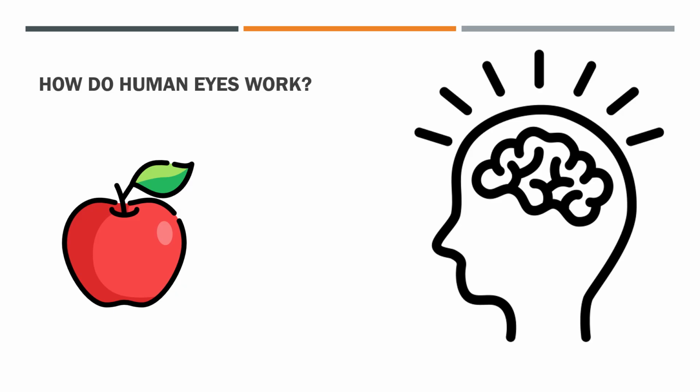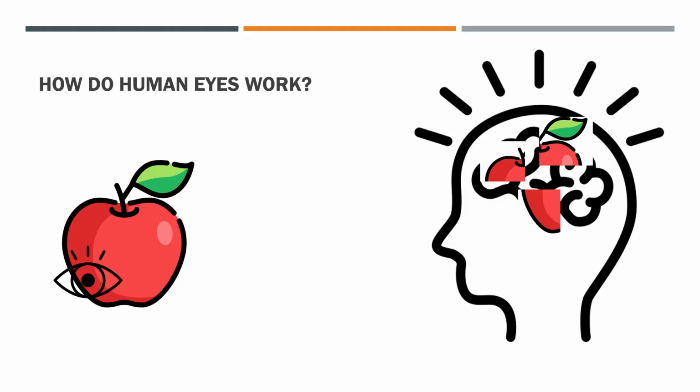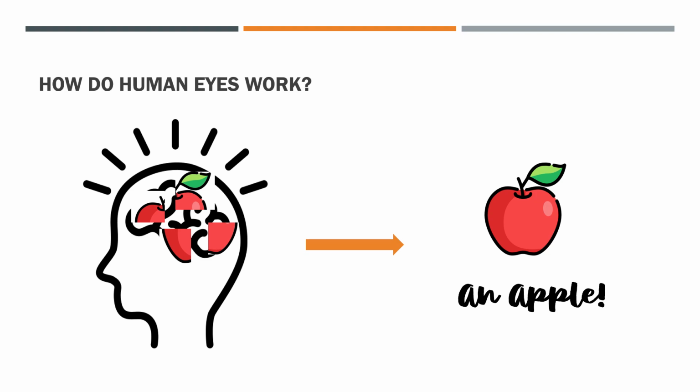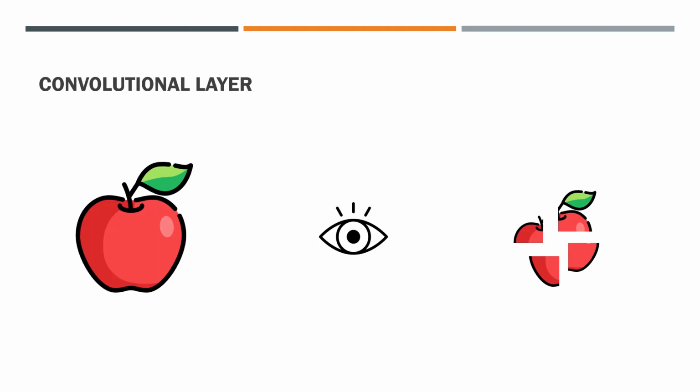Let's start with how we humans work. When we see an apple, our eyes scan for specific features: the round shape, the small leaf, and the red color. Our eyes then send these observed features to our brain. The brain puts all this information together and concludes, that's an apple. This is almost exactly how we teach a computer to see a picture.